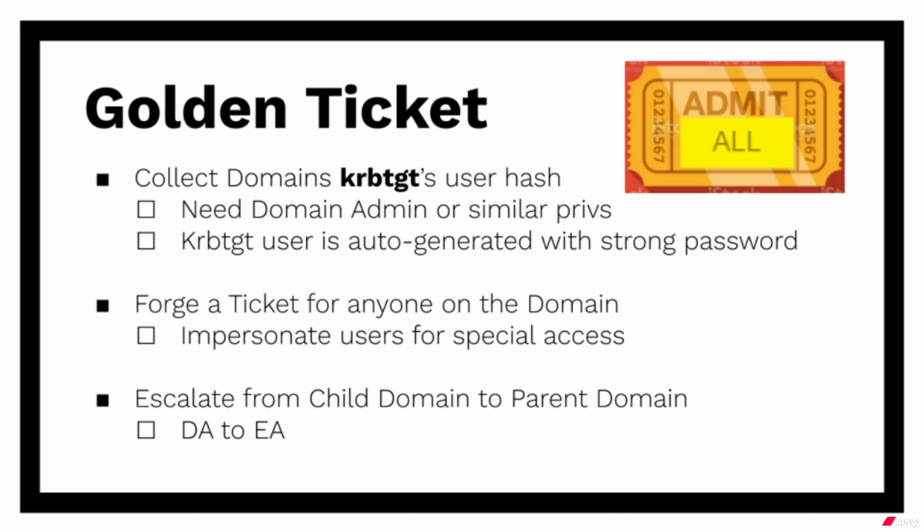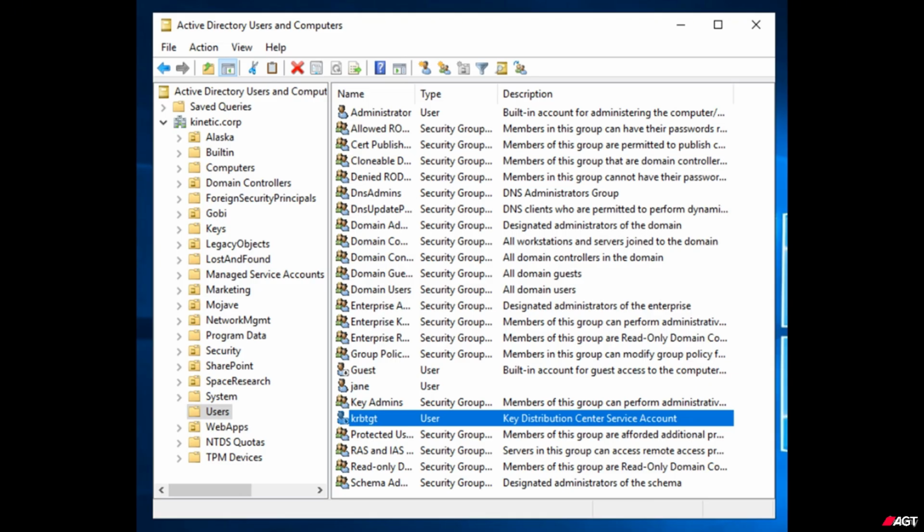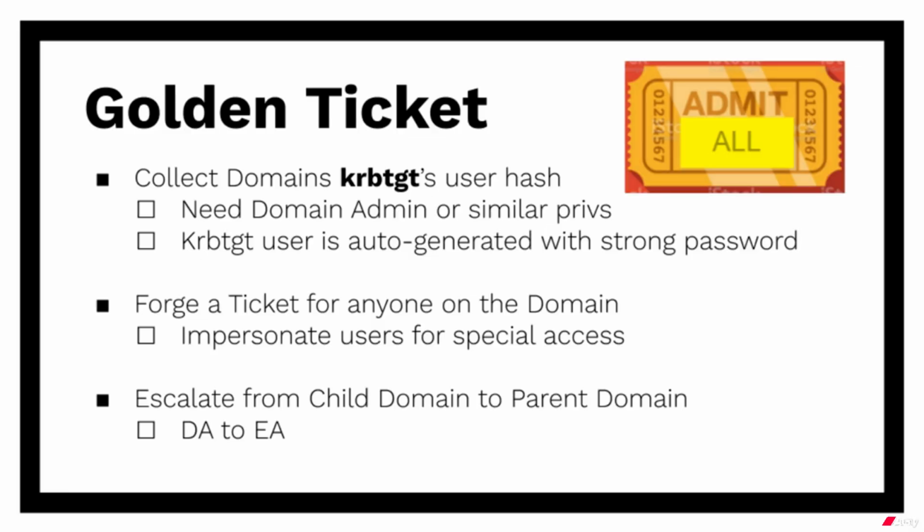Also, a golden ticket will allow you to escalate from a child domain to a parent domain, or domain admin to enterprise admin. When creating a domain, the krbtgt user is automatically created, and the password is auto-generated, which is a very strong password, and generally wouldn't be a realistic method to try to crack this hash. So in order to collect the krbtgt's hash, you'll need DCSync rights or full access to the AD database. In other words, to craft a golden ticket, you'll need domain admin or similar effective privileges.